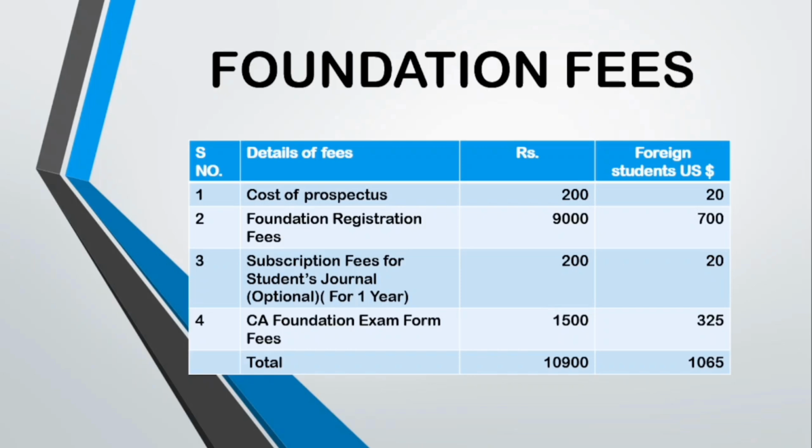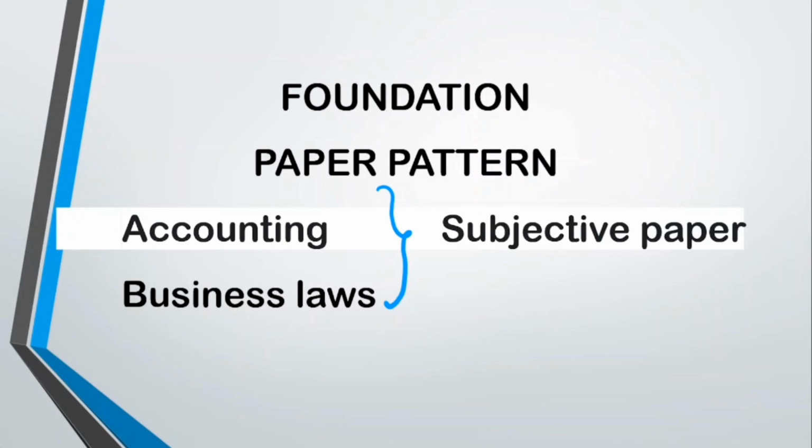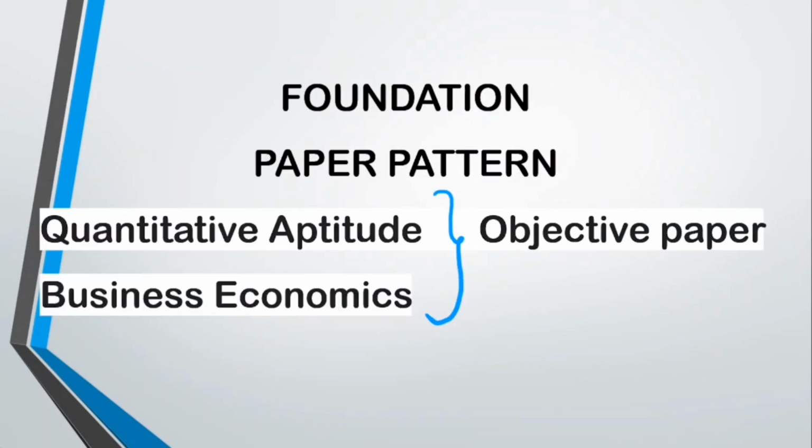The total fee for the foundation level is rupees 10,900 for Indian students and $1,065 for foreign students, covering registration, journal subscription, and the exam form fees. Then the foundation course includes four papers: paper 1 accounting, paper 2 business laws, paper 3 quantitative aptitude, paper 4 business economics. Accounting and business laws are subjective, while quantitative aptitude and business economics are objective.